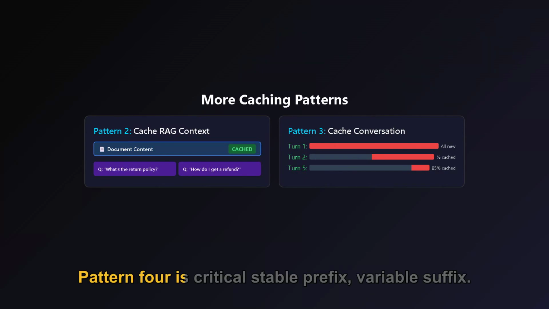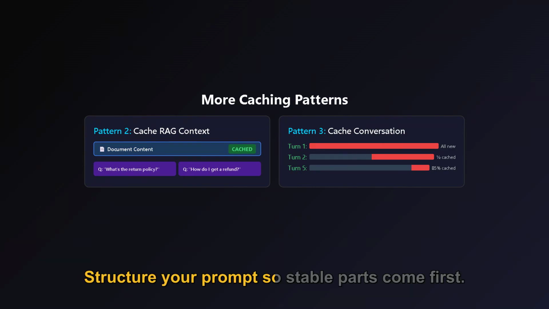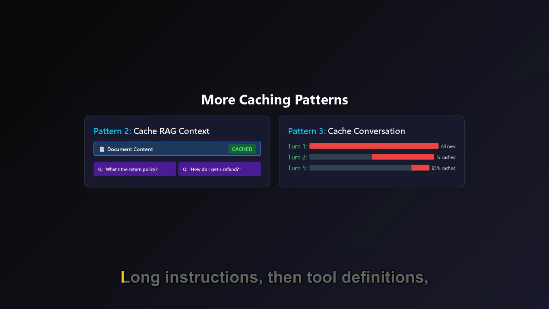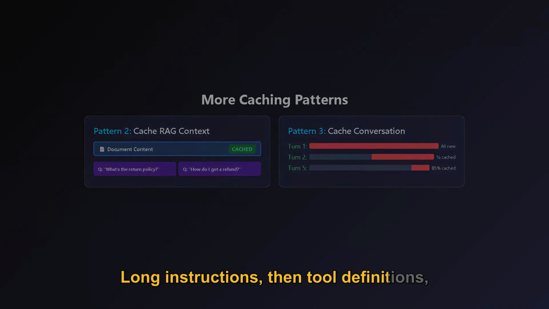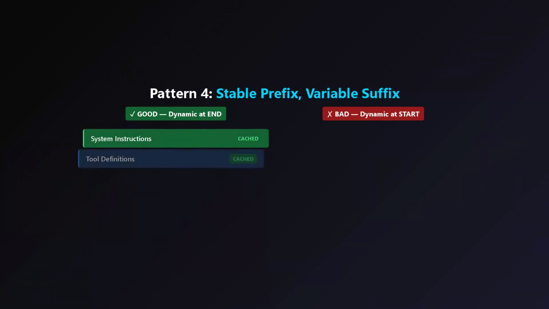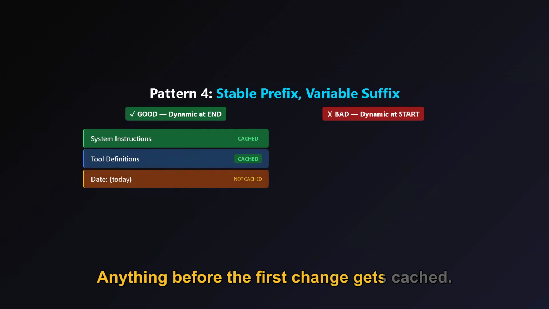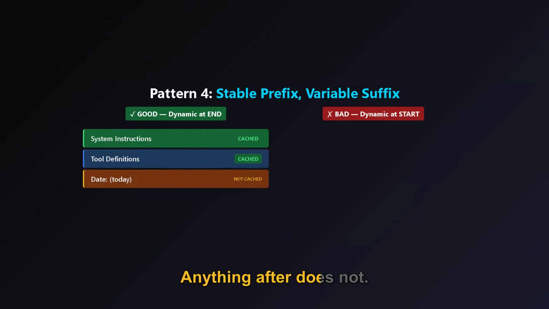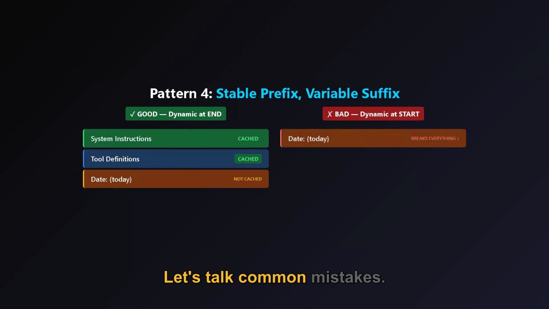Pattern 4 is critical: stable prefix, variable suffix. Structure your prompts so stable parts come first. Long instructions, then tool definitions, then dynamic content like today's date or user info. Anything before the first change gets cached. Anything after does not. Let's talk common mistakes.